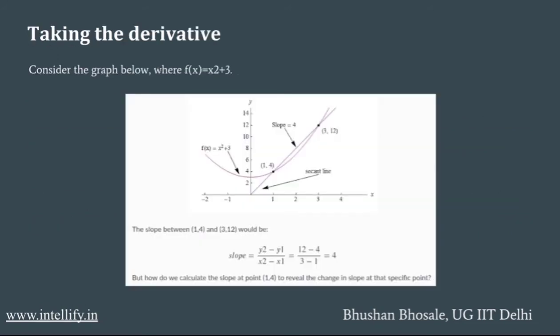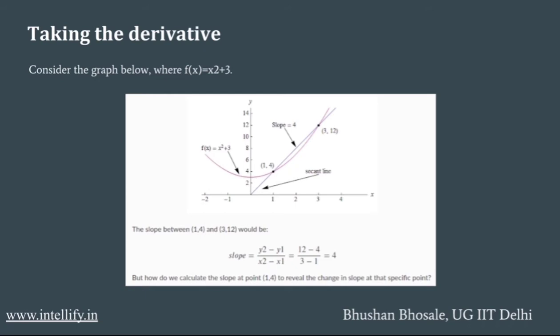Now consider the graph f of x is equal to x square plus 3. Now this curve is a parabolic curve. What would be the slope between the point 1 comma 4 and 3 comma 12? We can calculate it easily by the formula y2 minus y1 upon x2 minus x1. So the slope comes out to be 4.